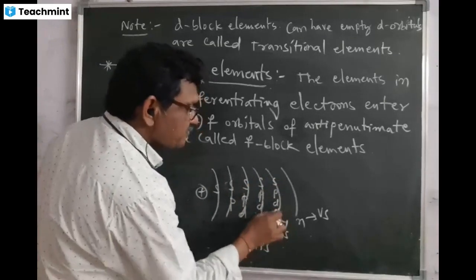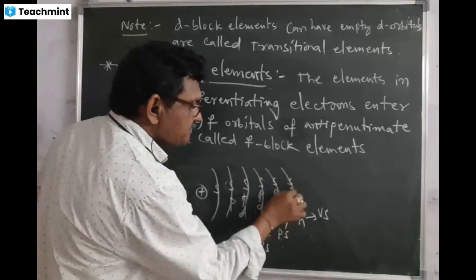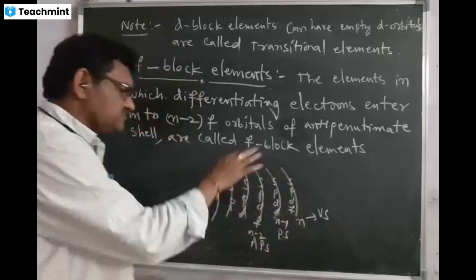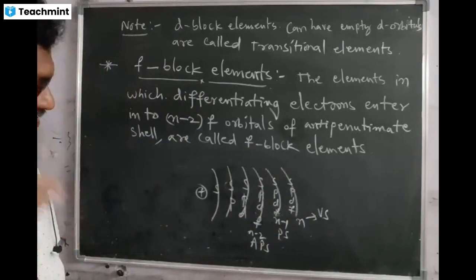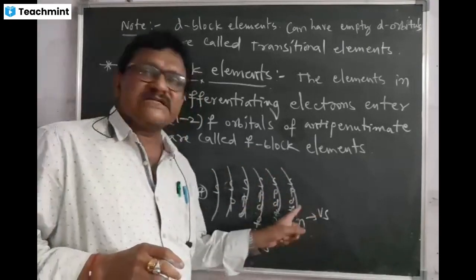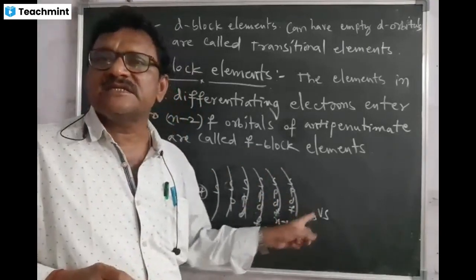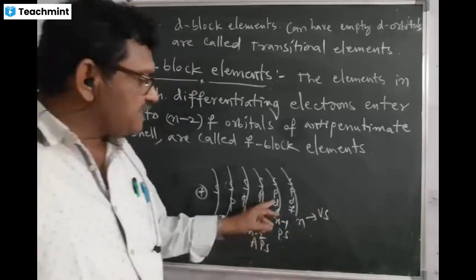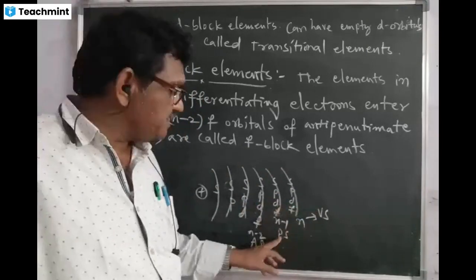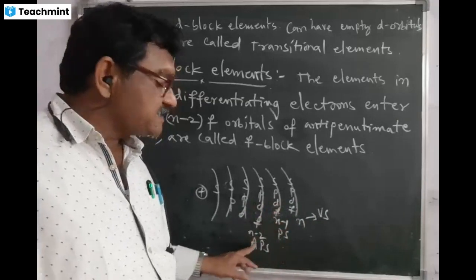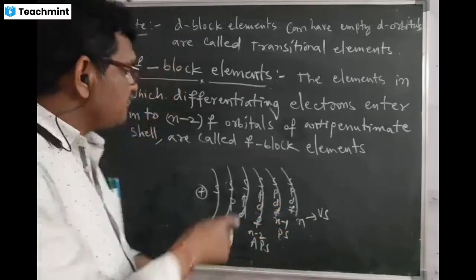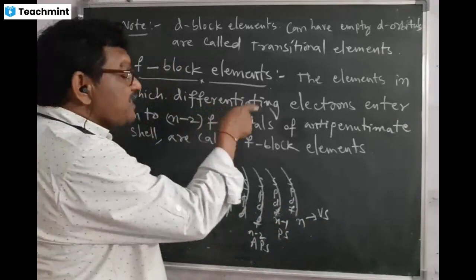SPDF, okay? Here, SPDF. We have these subcells like this. Remember, the last cell we consider as the valence cell. The cell before the valence cell is the penultimate cell. The cell before the penultimate cell is the anti-penultimate cell.